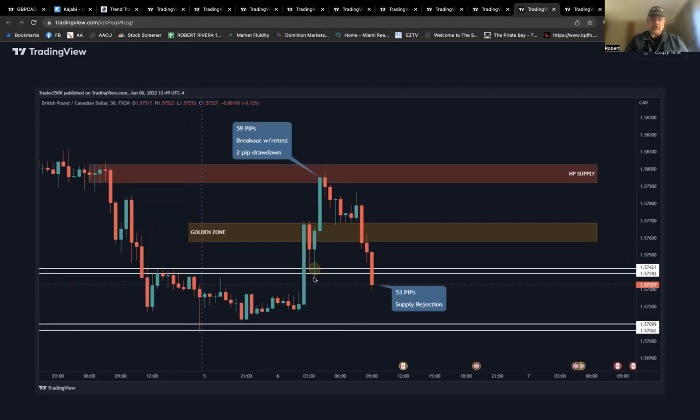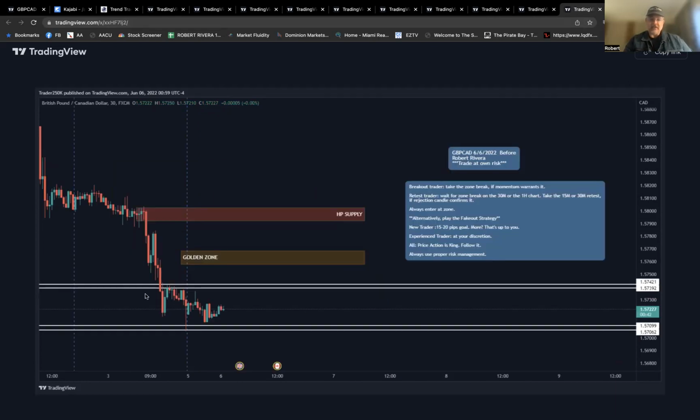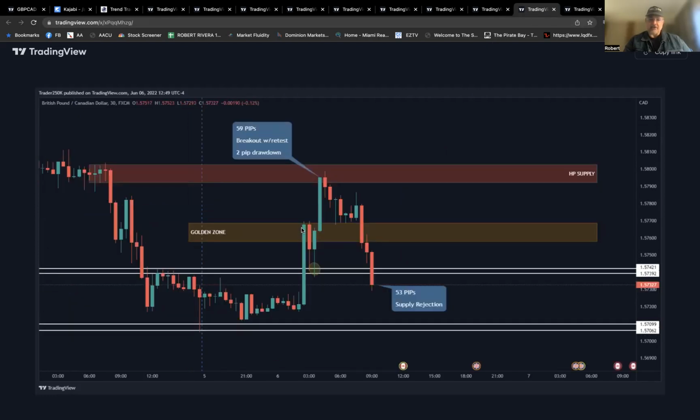This is the breakout. Breakout went exactly to the 61.8. So again, notice how everything that is in the setup came into play. We have the zones, we have the golden zone, we have the high probability supply. Price breaks out of the zone, hits the 61.8 of the golden zone, rejects, comes in for a retest, a beautiful retest, a couple pips drawdown depending on where you entered, but this whole entire zone was only 3 pips. So from the moment that it came here, basically a total of 5 pips.